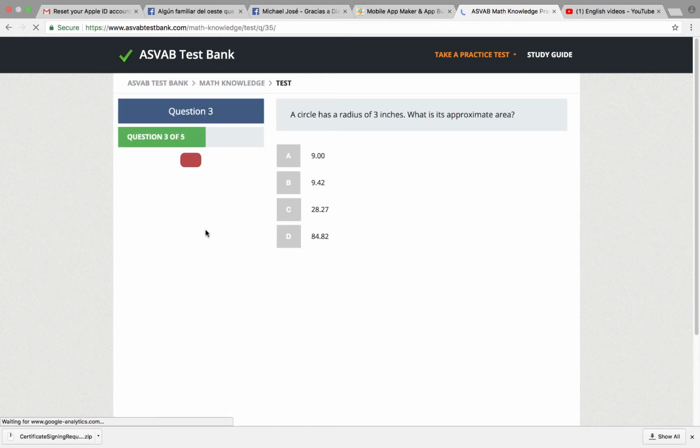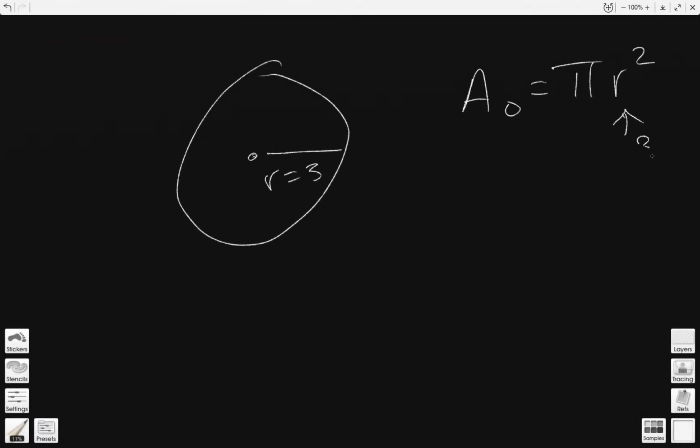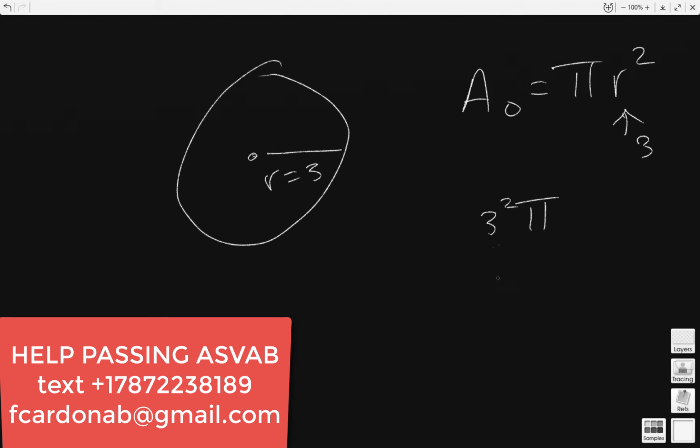I should cut this video. This is almost the same exercise, but now they ask me for area. You have a circle with radius 3, and they're asking for area. The formula of area is pi r exponent 2. So here we substitute a 3, and you would have 3 times 3 is 3 exponent 2 times pi. That would be 3 times 3, that's 9 pi.